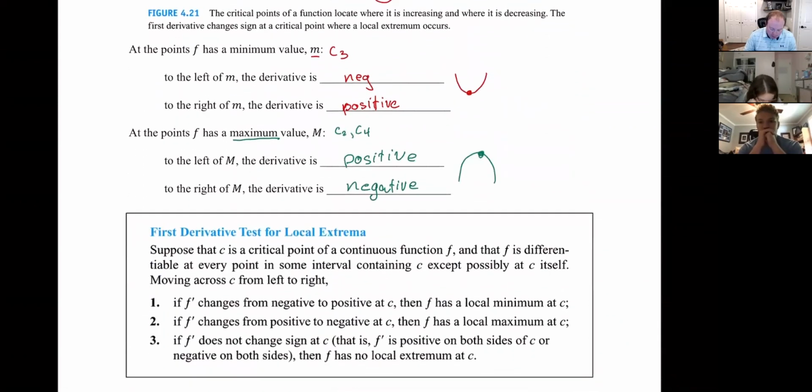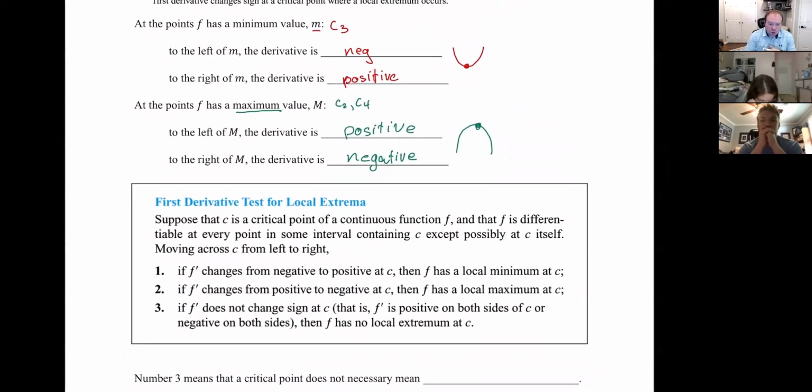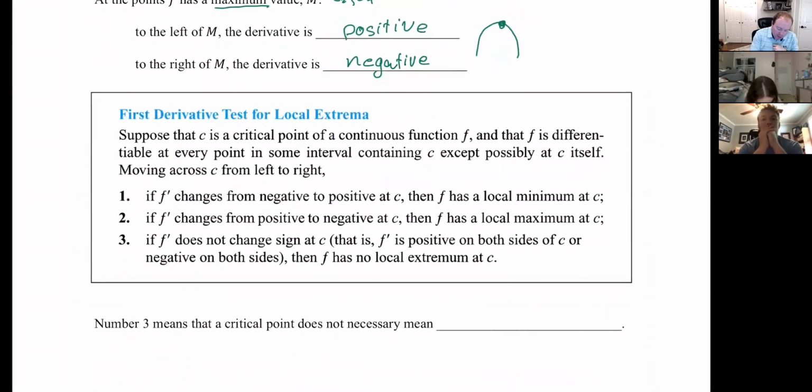So that right there is the first derivative test for local extrema. It's rather intuitive if you understand that we're looking at when the derivative is positive and when it is negative. The way the test works, I'll highlight the steps right here. The first step is to find the critical point. So suppose that C is a critical point of a continuous function and that f is differentiable at every point in some open interval containing C, except for C itself.